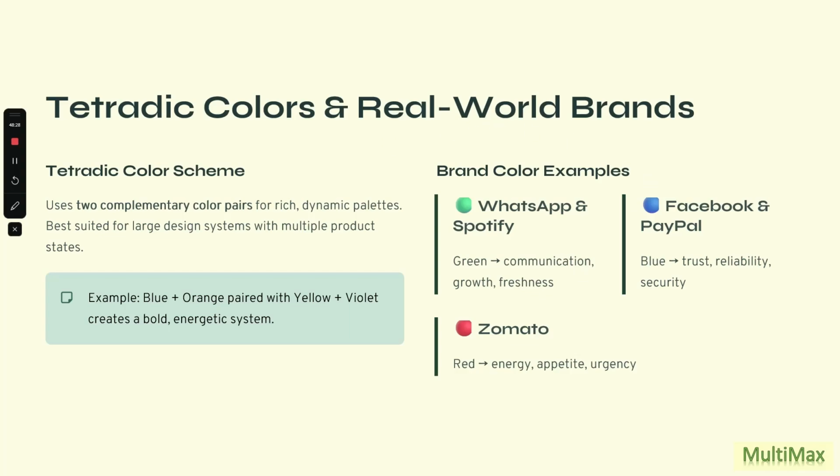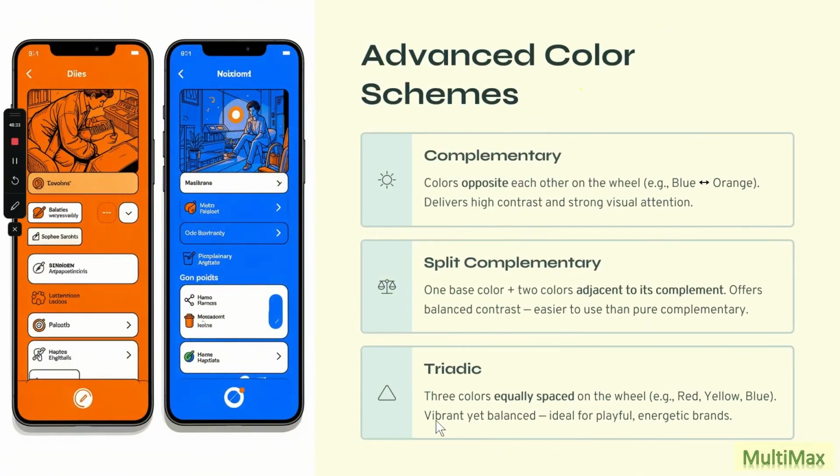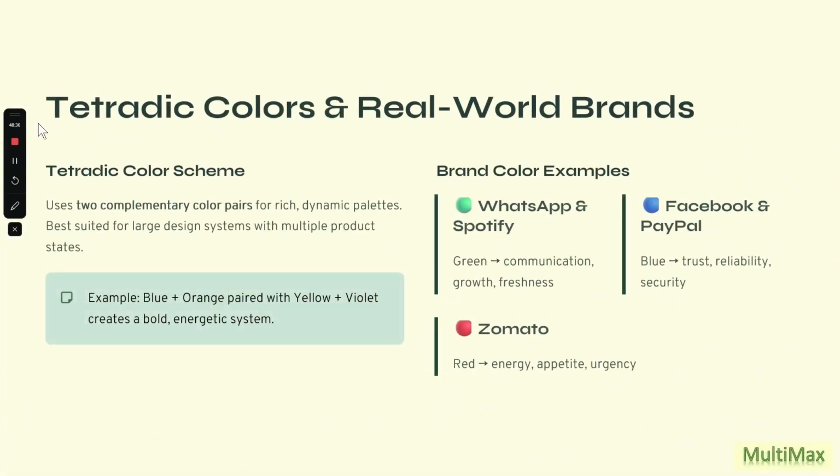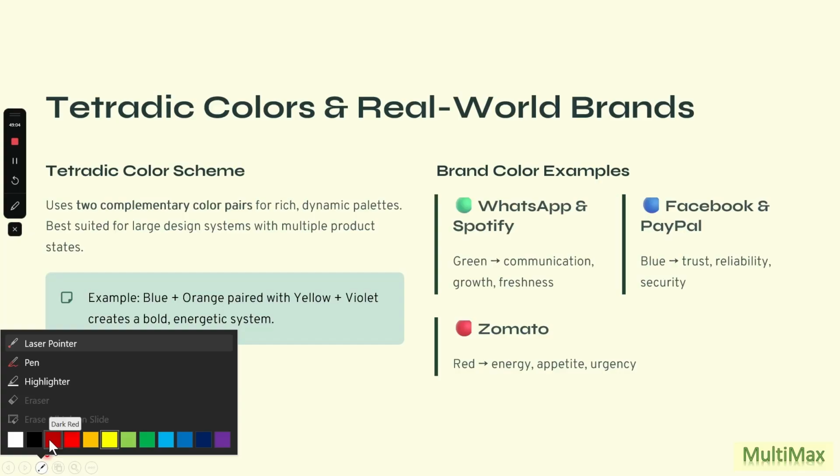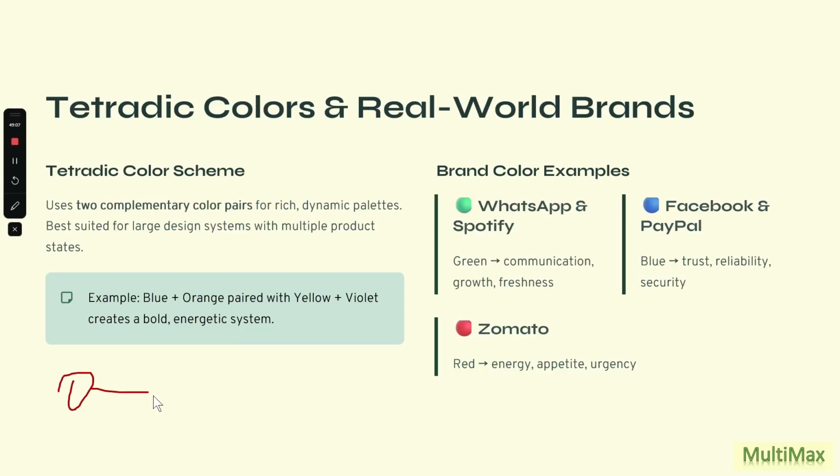Okay, so here you can see the tetradic colors and real life examples. So two pairs of tetradic colors are, wait, this is triadic. That is tetradic. Very clearly, this is tetradic and that's triadic. Okay, so in tetradic we use two complementary colors for rich dynamic patterns, best suited for dark designs with multiple product states. Actually, the real definition is two pairs of complementary colors. So I'll give you a small short example. You can see.